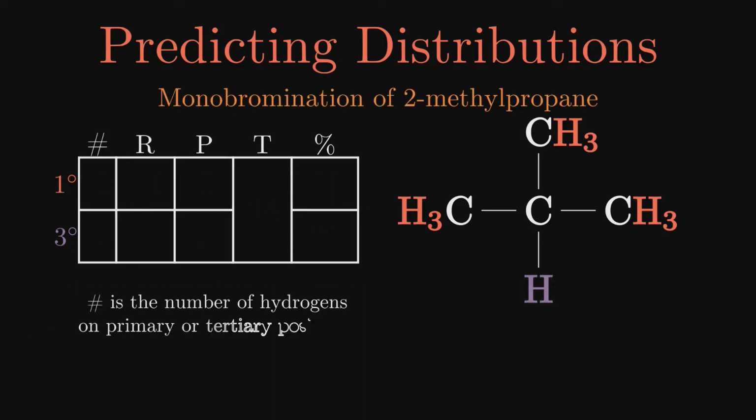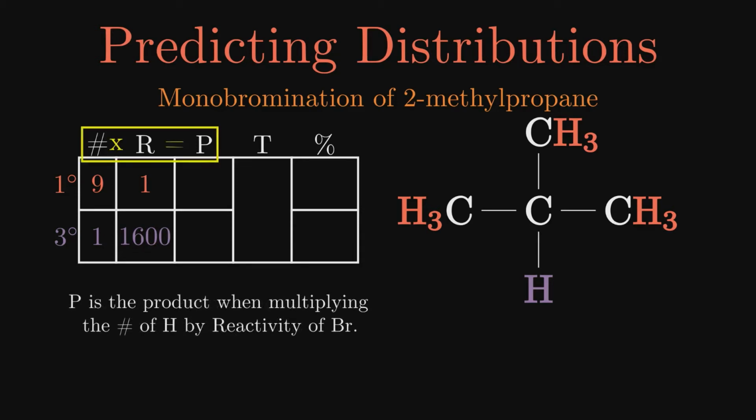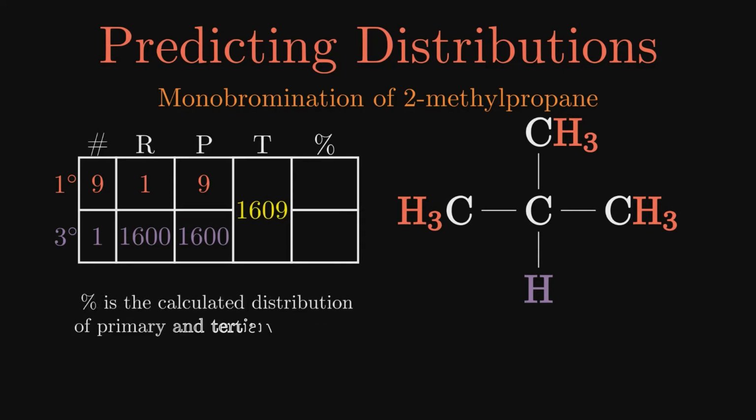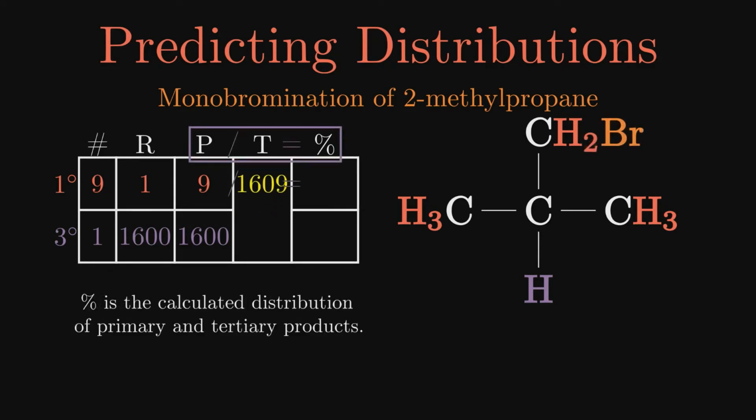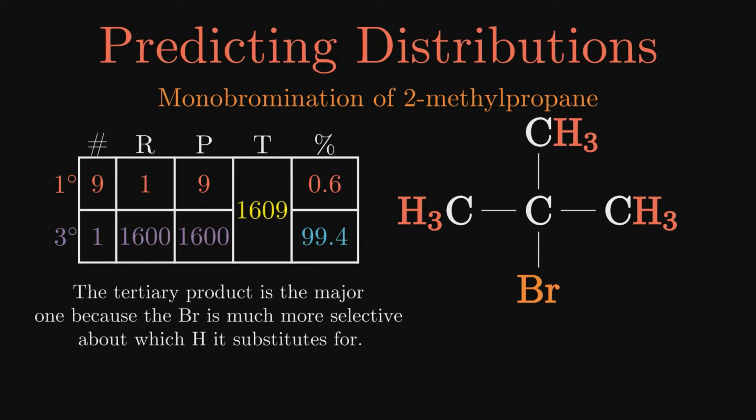Now switching to bromine, the number of primary and tertiary hydrogens will of course remain the same. The reactivity of bromine on the primary position is 1, but for the tertiary position it is 1,600. When we multiply the number by the reactivity, we get 9 and 1,600. This gives us a total of 1,609. To calculate the percents, we take the individual products and divide them by the sum, which will be 0.6% for primary and 99.4% for tertiary. Bromine is more selective than chlorine and almost always substitutes for the tertiary position over the primary position in this case.